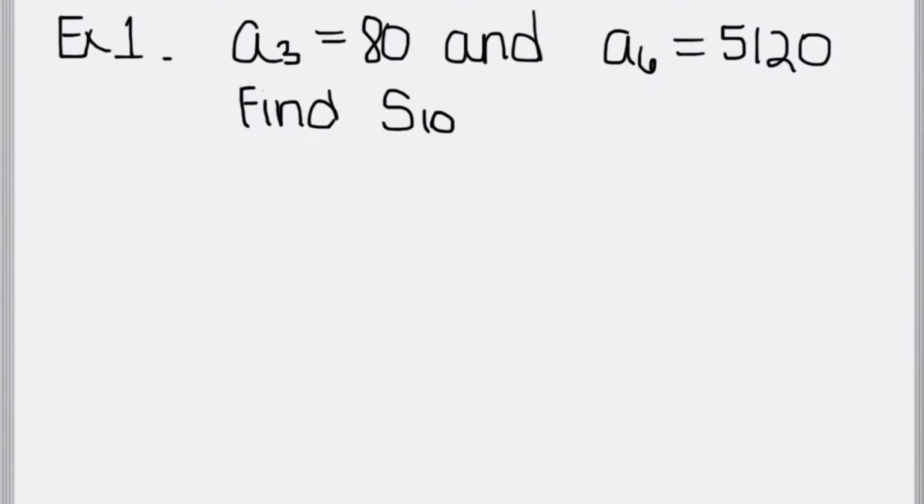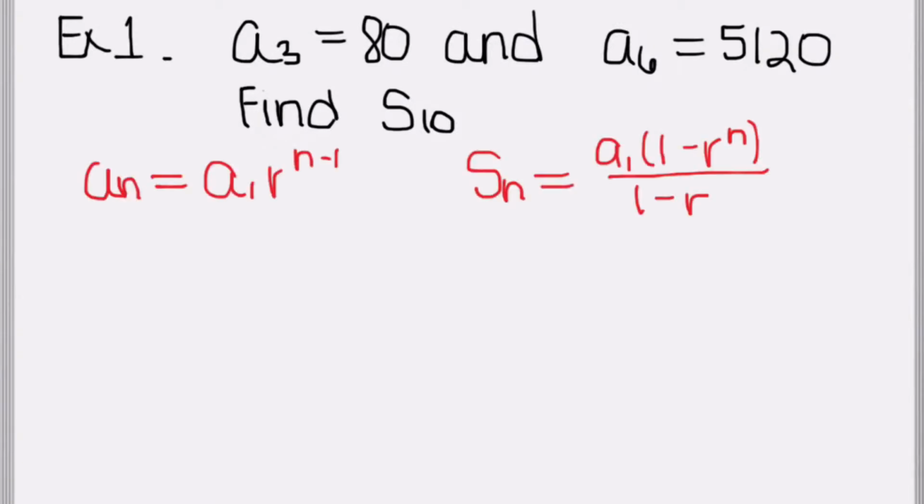If we have a sub 3 equal to 80 and a sub 6 equal to 5,120, we're going to find s sub 10, or the sum of the first 10 terms in the sequence. If we're given that this refers to a geometric sequence, we can use the formula a sub n is equal to a sub 1 times r to the n minus 1.